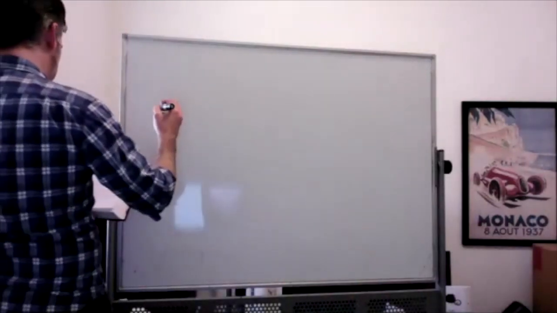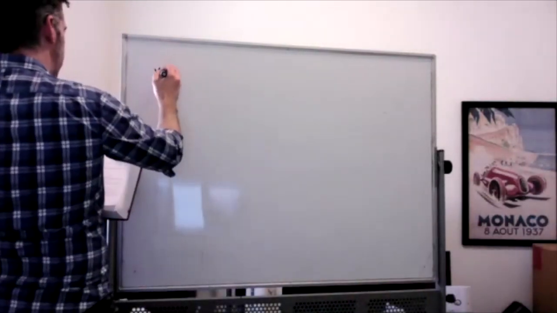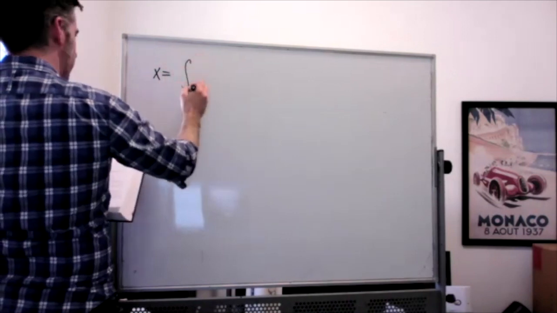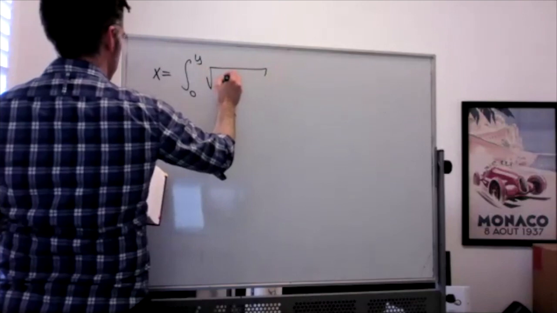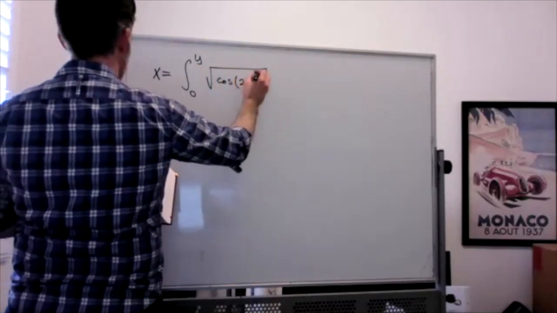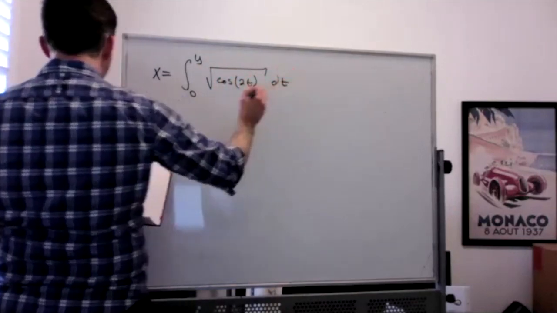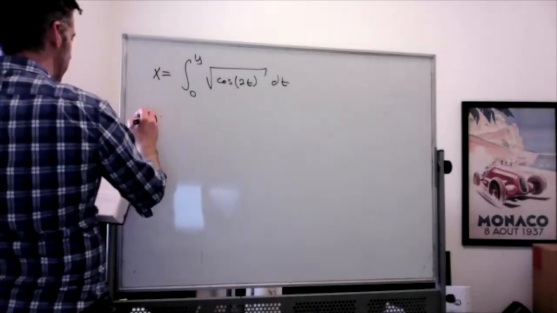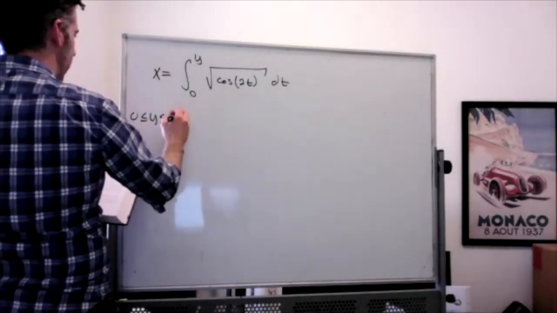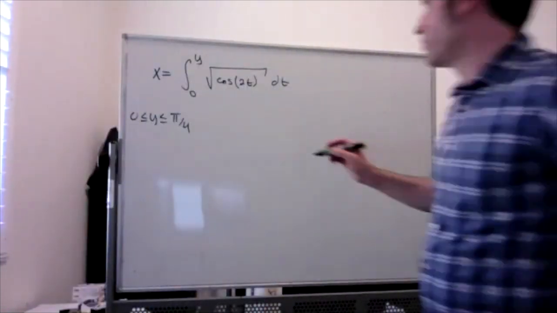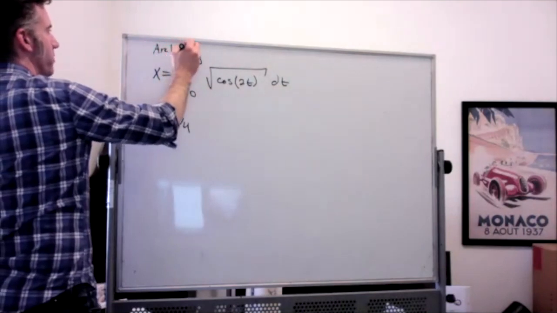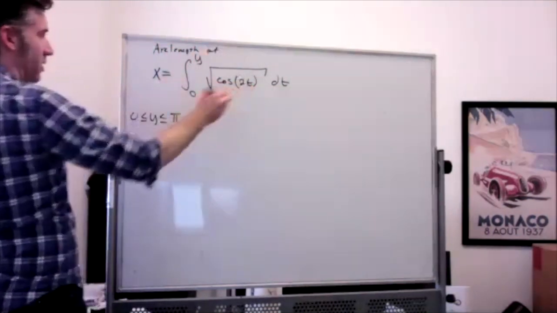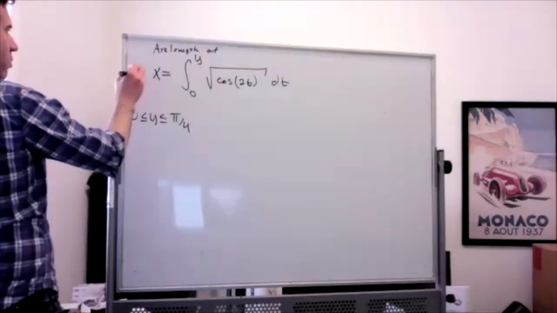Let's say we have x equal to the integral from 0 to y of the square root of cosine of 2t dt, where y is between 0 and pi over 4. So again, we want to find the arc length of this function of y. This is a function of y.